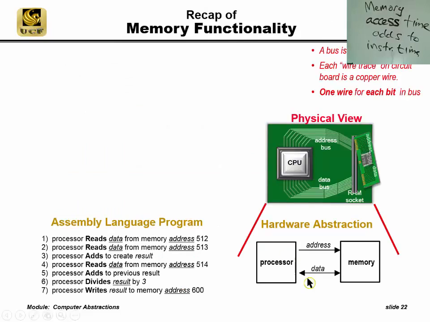So here you can see this is what I was looking for in the previous slide. The recap, physical view. Each bus is a bundle of wires. Each wire is what we call a wire trace on a circuit board, and we have 1 wire per bit. Why? Because we're electrical engineers, we use voltage levels. A wire can only have 1 voltage at a time. That's from physics.